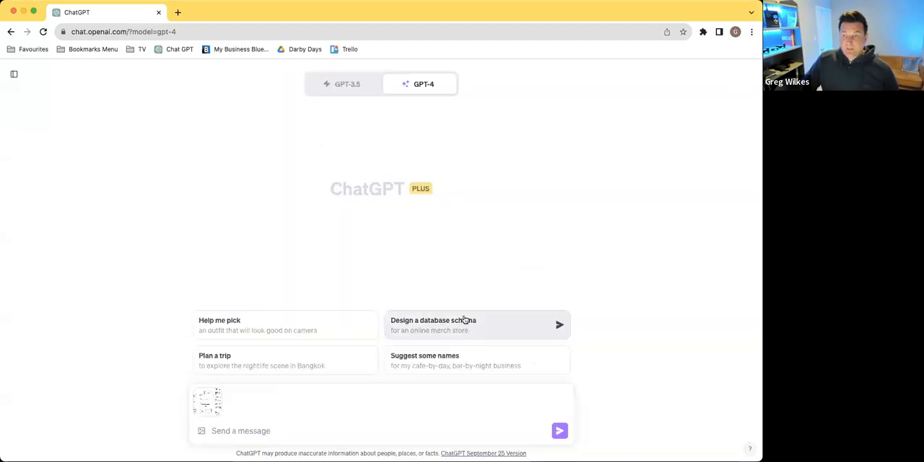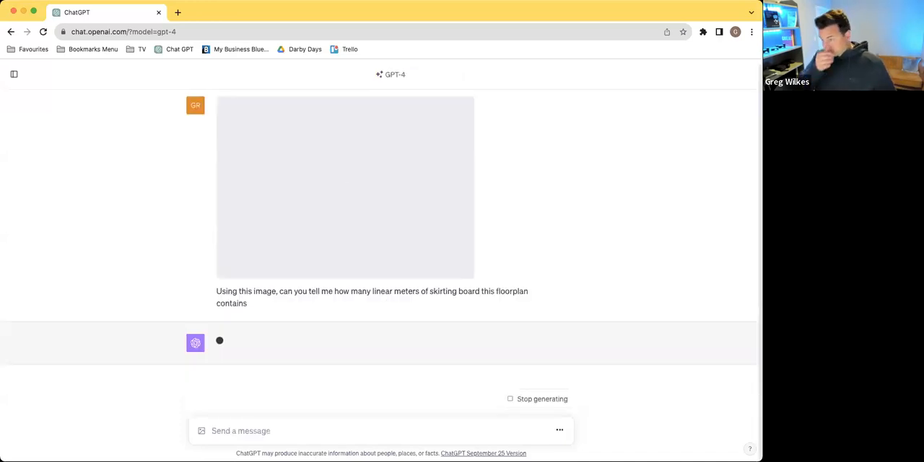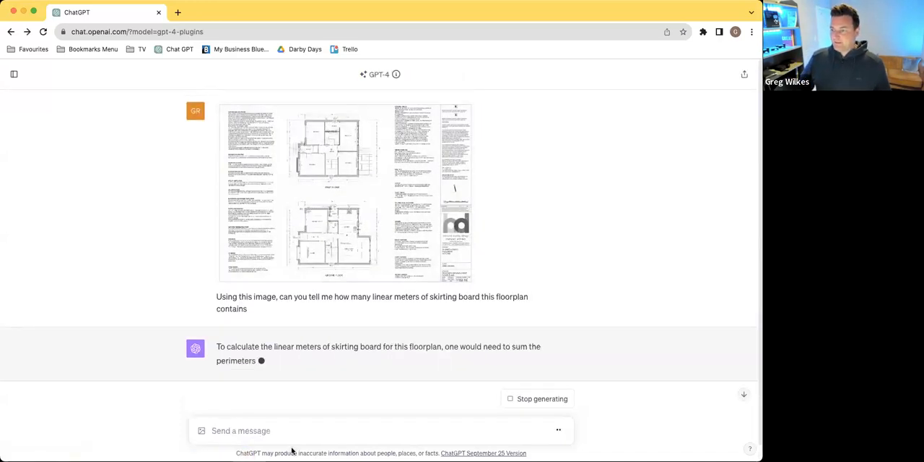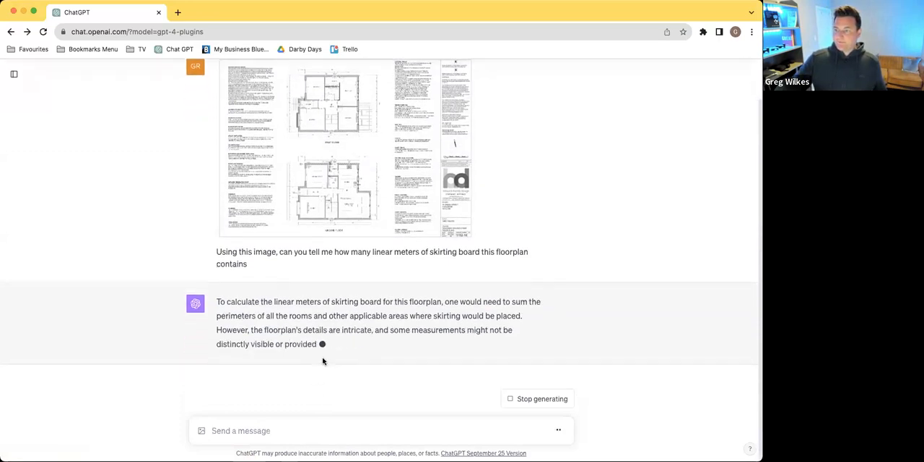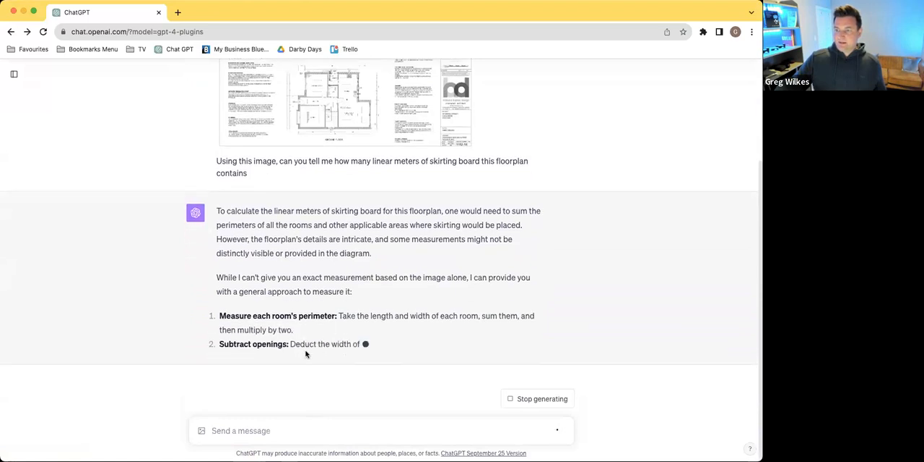So what ChatGPT can now do is I can now ask ChatGPT, I'll just bring my keyboard over. So using this image, can you tell me how many linear meters of skirting board this floor plan contains? Now you think what you pay for takeoff software, just watch what this is doing. It's just going to load and think about it. So there you go. So it's got to sum up the floor plans, and it's now going to sum them up.